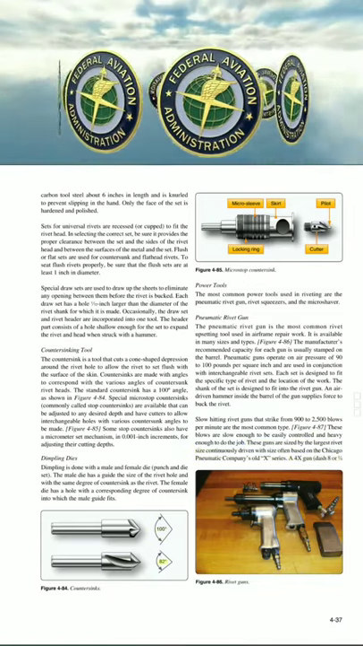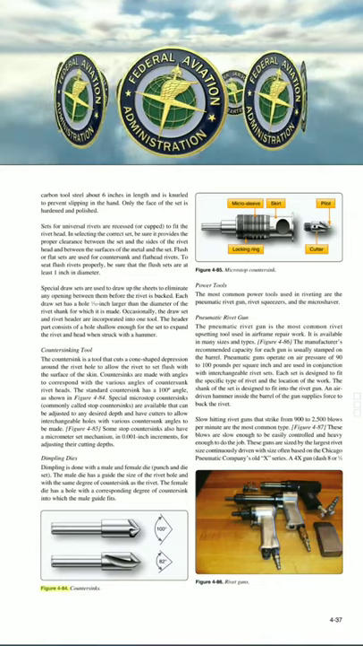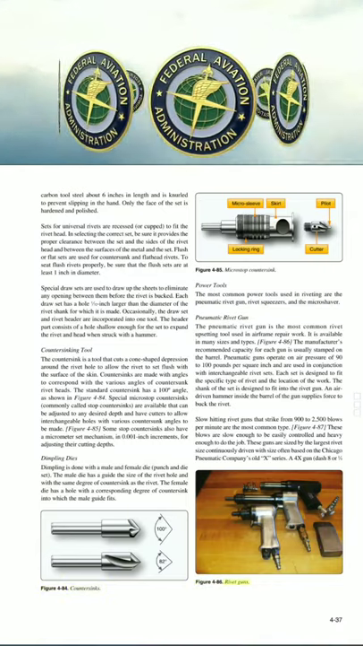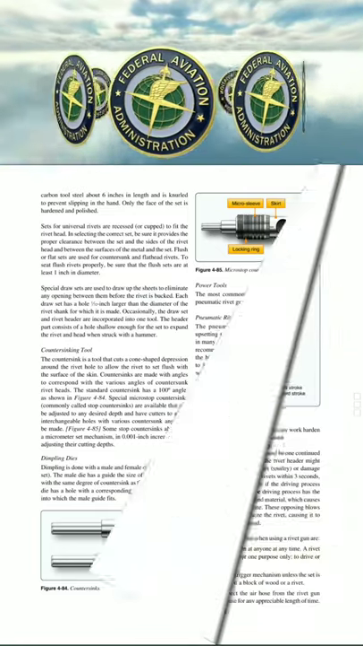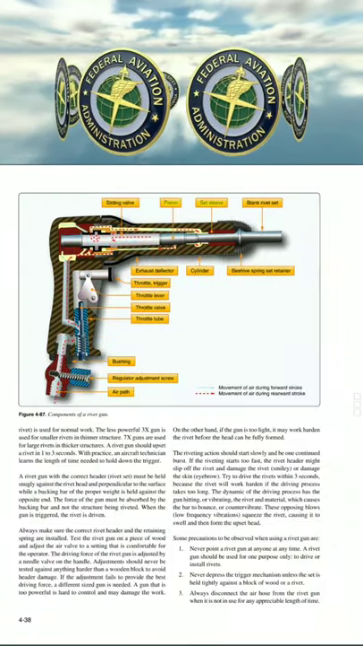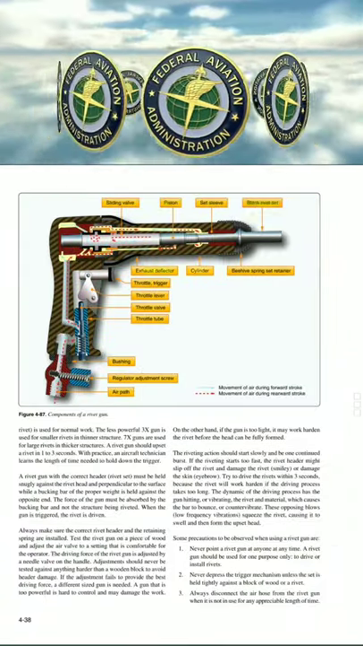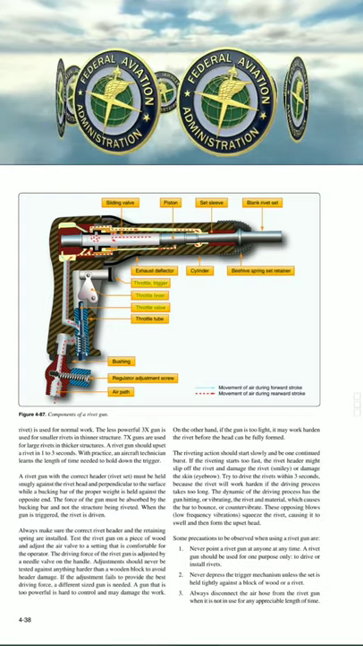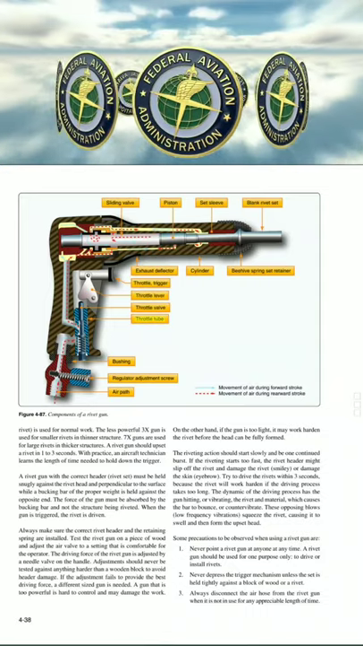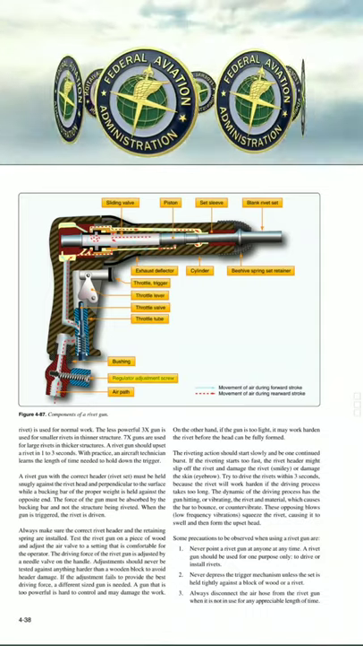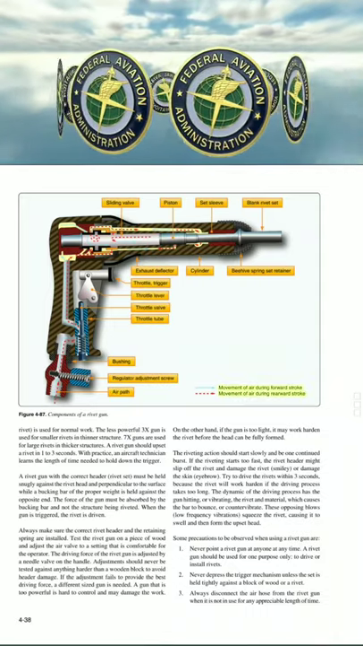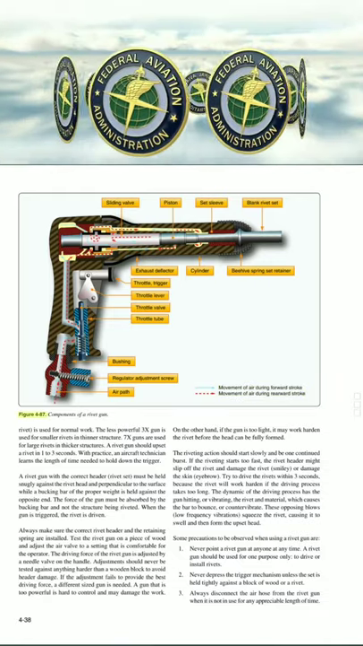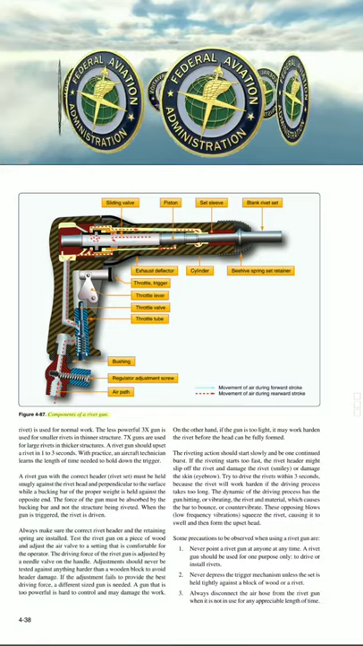100 degrees, 82 degrees, Figure 4-84, countersinks. Figure 4-86, rivet guns. Sliding valve, piston, set sleeve, blank rivet set, exhaust deflector, cylinder, beehive spring, set retainer, throttle, trigger, throttle lever, throttle valve, throttle tube, bushing, regulator adjustment screw, air path, movement of air during forward stroke, movement of air during rearward stroke. Figure 4-87, components of a rivet gun.